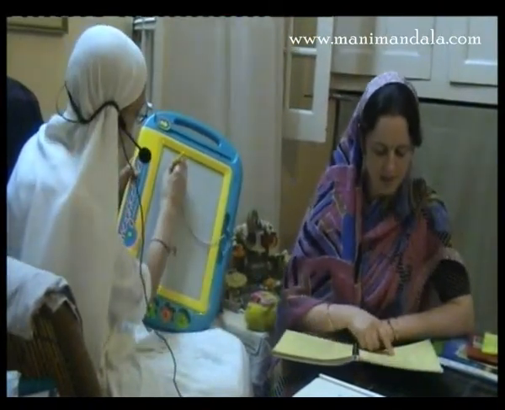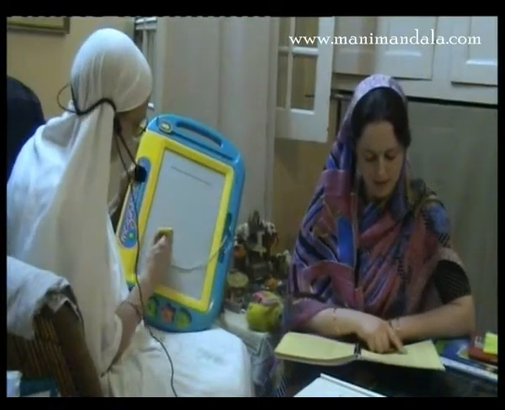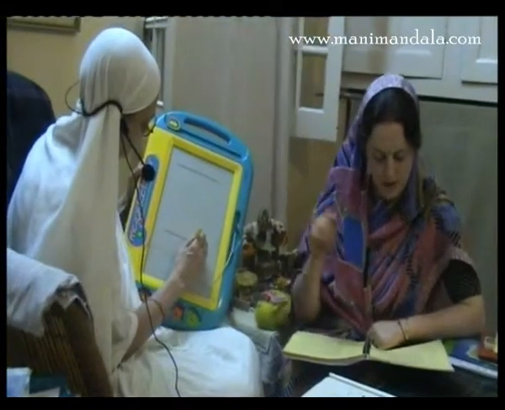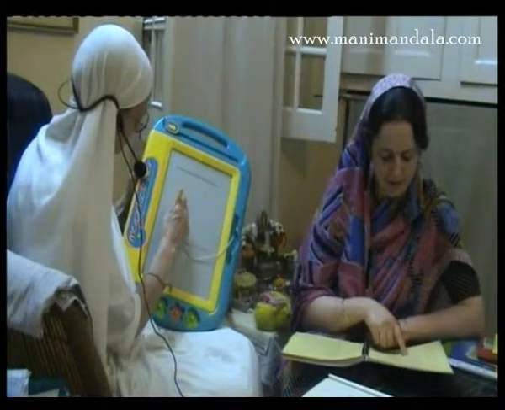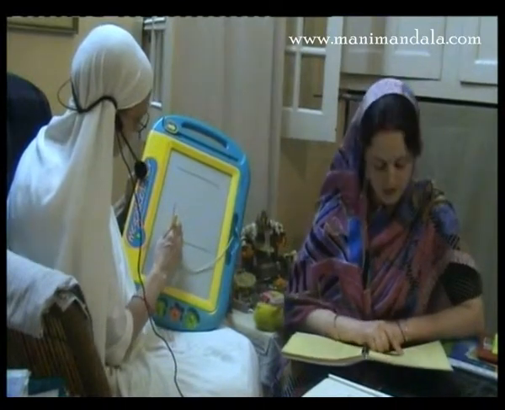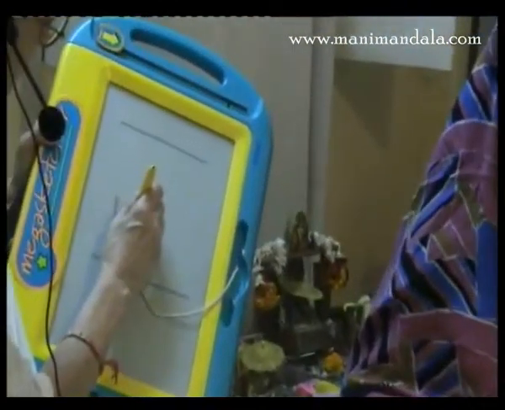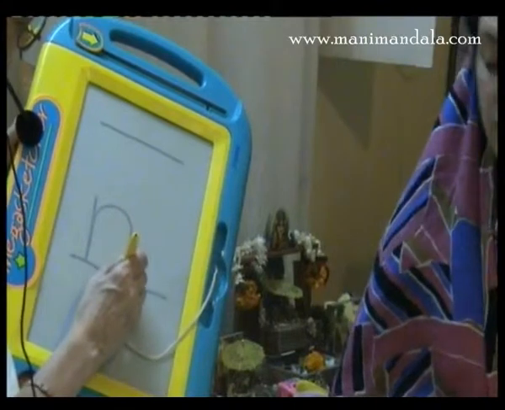Show card 17 and say the sound. Sorry. This is a short letter. Start at the midpoint and pull a straight line down to the baseline. Retrace to 10, round from 10 to 2, and pull a straight line to the baseline.